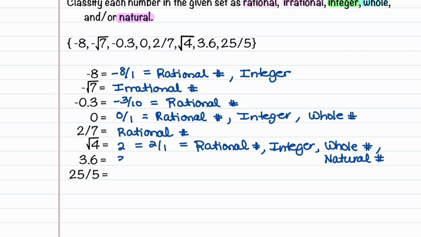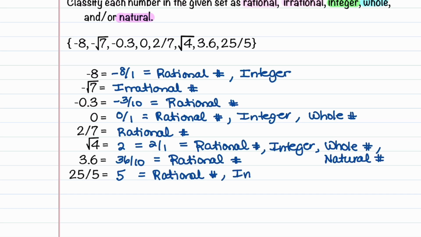3.6 can be written as 36 over 10, so it is also a rational number. And then lastly, 25 over 5 is equal to 5. So it's just going to be like the square root of 4. It is a rational number. It is an integer. It is a whole number. And lastly, it is a natural number.